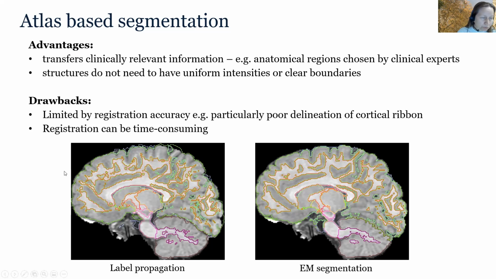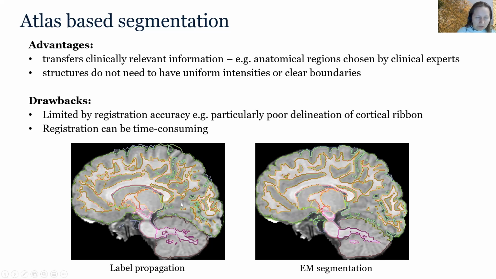However, this approach also has drawbacks. The quality of the segmentation is limited by registration accuracy, and registration can also be time consuming. So it can take a lot of computational resources to perform this kind of segmentation. And as an example, registration-based segmentation tends to be particularly poor for delineation of the cortical ribbon.